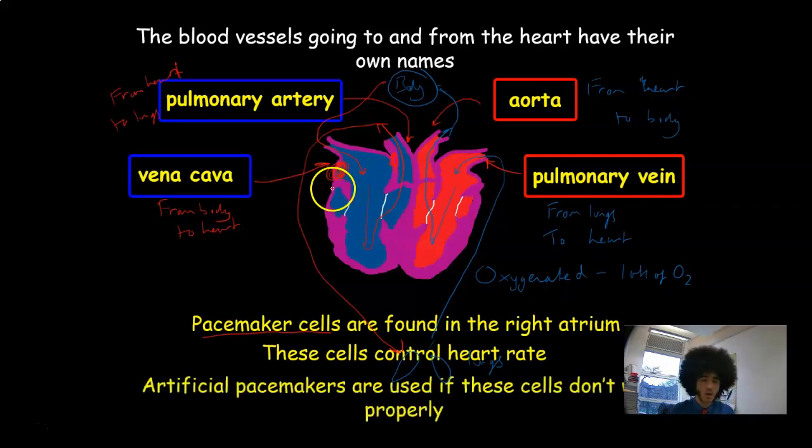Sometimes these don't work, for reasons which I won't cover now, but I might cover in a future video. What you can then put in is an artificial pacemaker, which is a little device. And what that will do is stimulate an electrical signal to make the heart contract properly at the correct rate. Okay, and that's it.